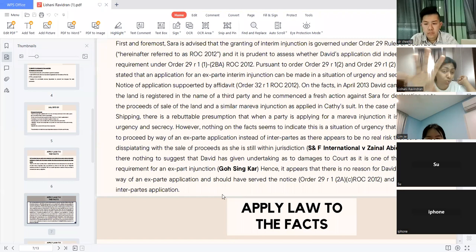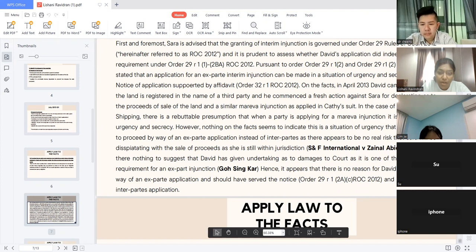Okay, why I put in this way? Because if you look at the facts, they never mentioned that Sarah is not there or what. Sarah, yes, she has done some fraudulent work or whatsoever, but she is still within the jurisdiction. So why do you need to go by way of ex parte? There's nothing mentioned. So now I need to advise who? Sarah, on how to set aside, correct? So my client is Sarah, not David. That is why I'm saying there is nothing to suggest that she is out of jurisdiction or whatsoever. I use this case, SNF International. So if she is there, you can serve the notice on her and all the proceeds are there. Why go by way of ex parte? You could have served the notice and gone by inter partes. So that is what I'm trying to explain on this part. Then you apply the same thing that I gave you just now, that's what I'm using here.